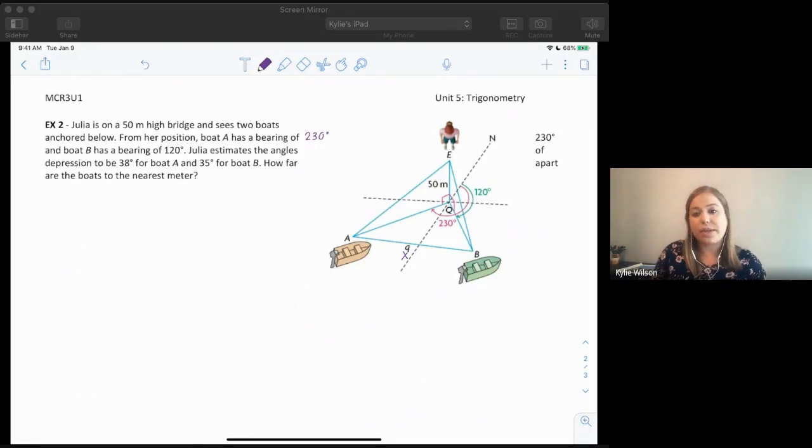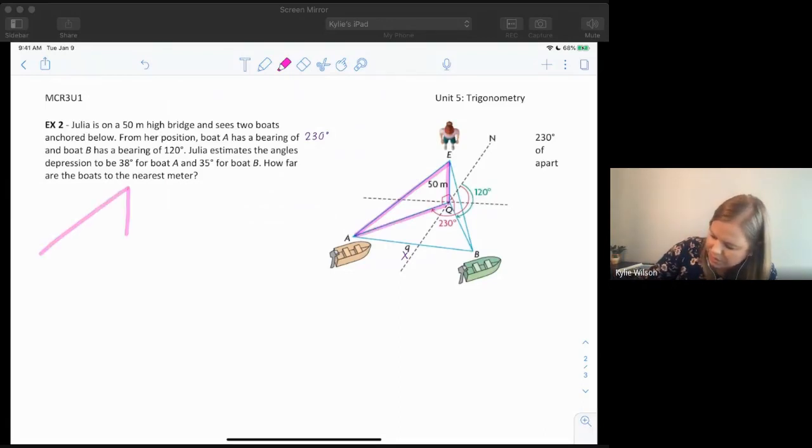So what we're going to do is separate these triangles out to draw them all separately and try to understand what pieces of information we need and what we can find. To start, let's take this triangle right here and we're going to draw it over here. So this is our first triangle. And that is triangle A, E, Q here.